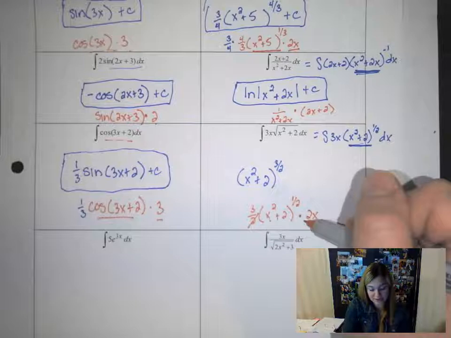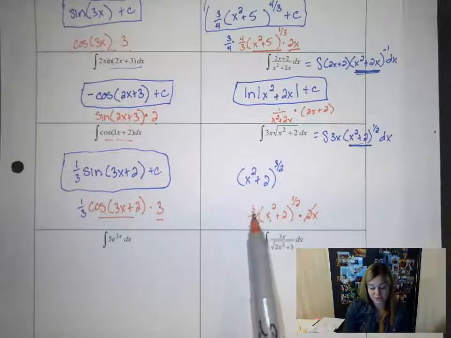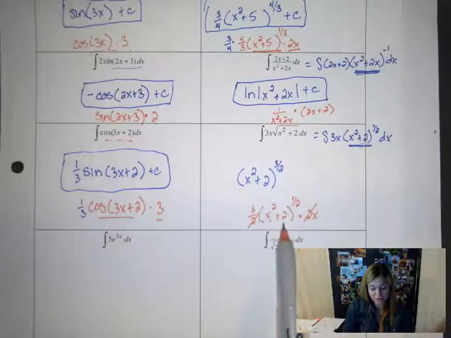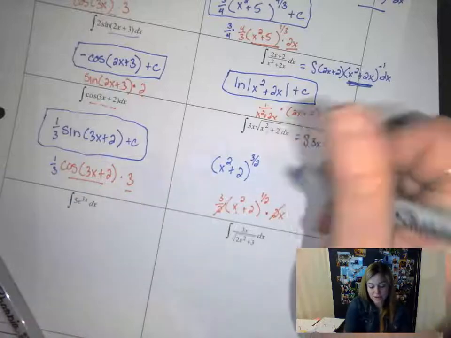Huh, that one turns out nicer than I thought. Because you see I've got 3x here, 3x. X squared plus 2, x squared plus 2. This was square root, this is raised to the 1/2. So I can end with a plus c.